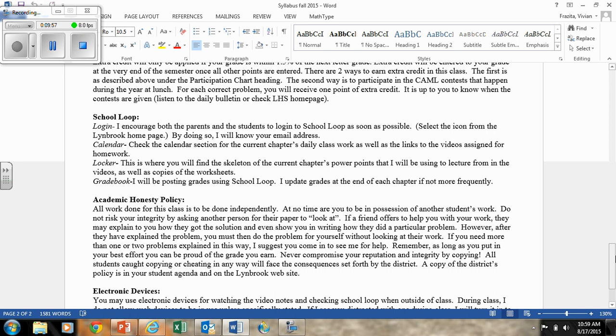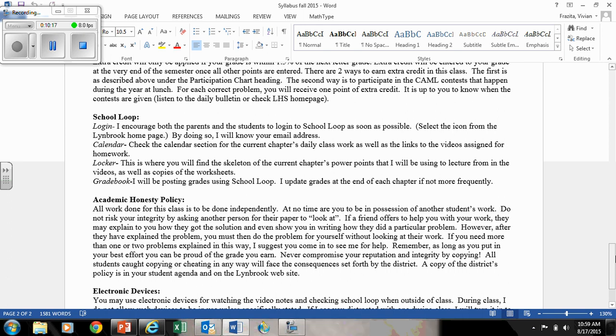I also use School Loop for my grade book. So when you log into School Loop, you should be able to see what your current grade in the class is. I do post grades about at the end of each chapter. Sometimes if I've given a quiz and I've got the quiz scores, I'll post the quiz right away instead of waiting till the end of the chapter.